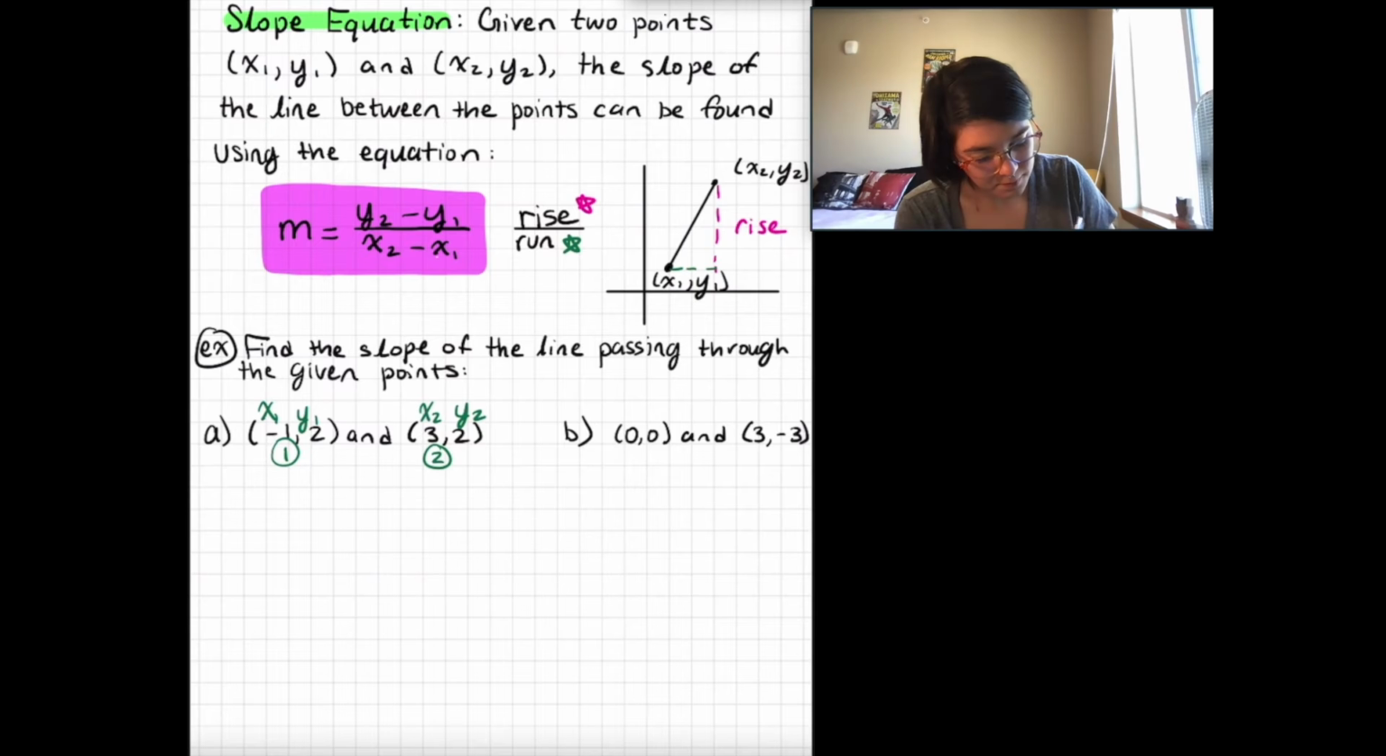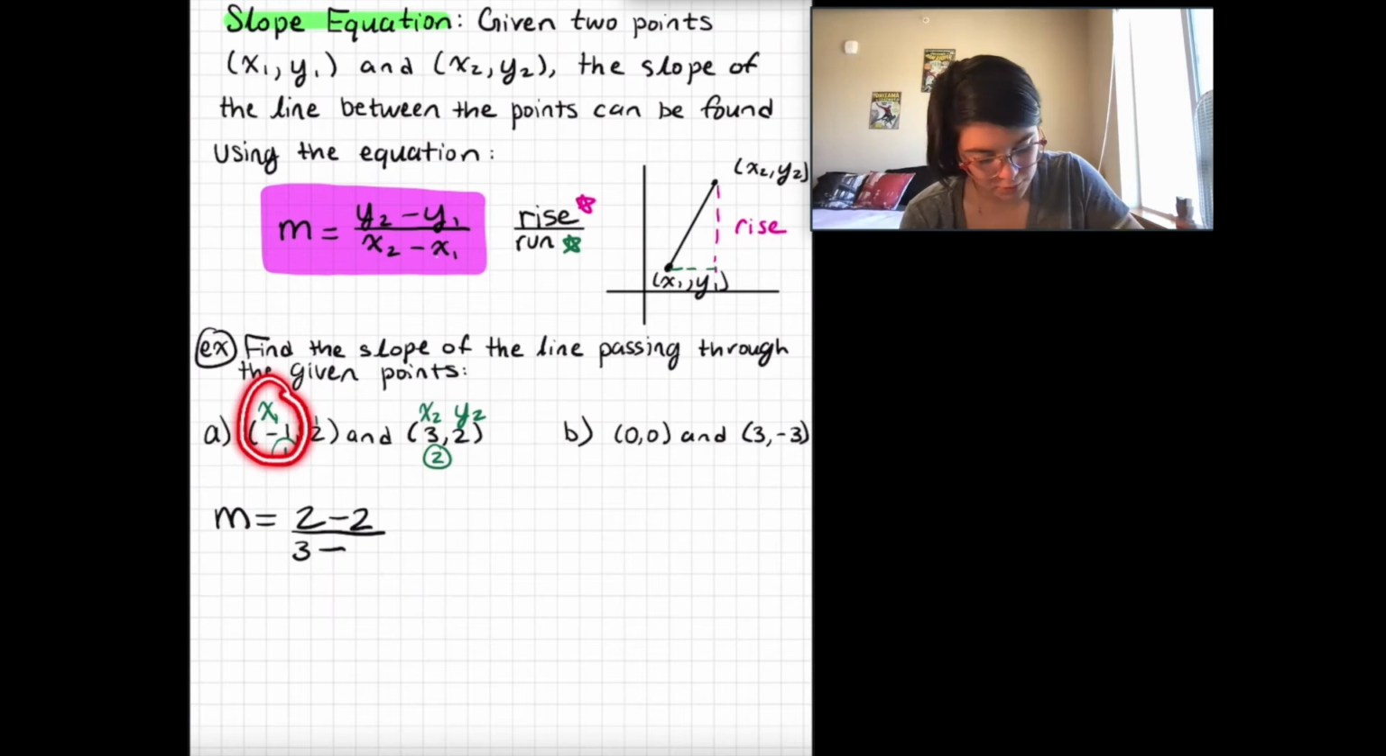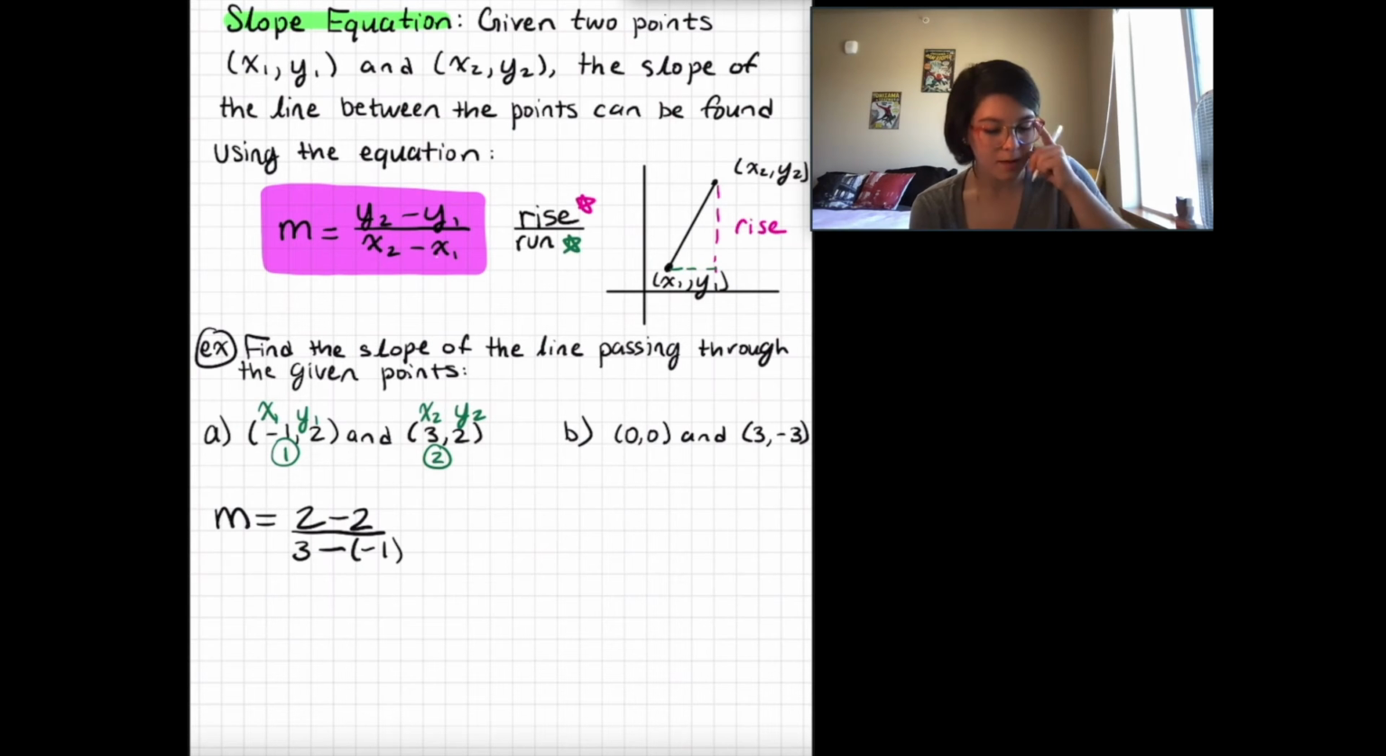Using our equation, our slope, m, is going to be y2, which is right here, it's 2, minus y1, which is also 2, over x2, which is 3, minus x1, which is negative 1. So remember, since we have a negative 1, we put that in for x, but we also are subtracting it. So minus negative 1.